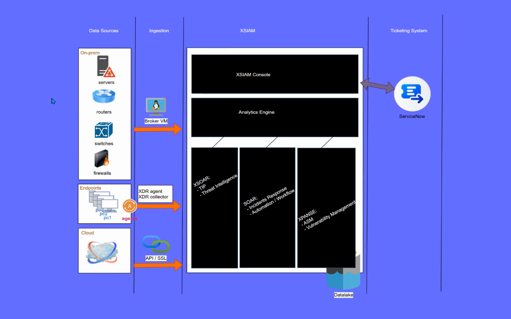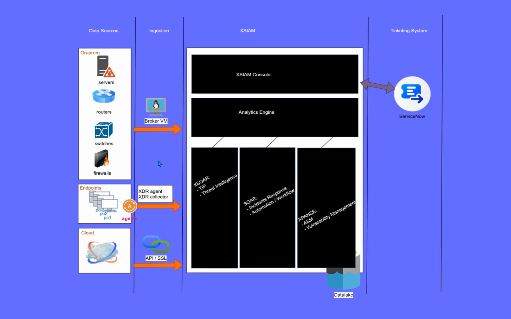So it really depends on where your data sources are located, right? If your data source is located on-prem, you're going to have to utilize the broker VM. Basically, it's a virtual machine where you can download the software from the XSIAM console, and then you install the VM. The VM can be on-prem or the VM can be in the cloud, right?